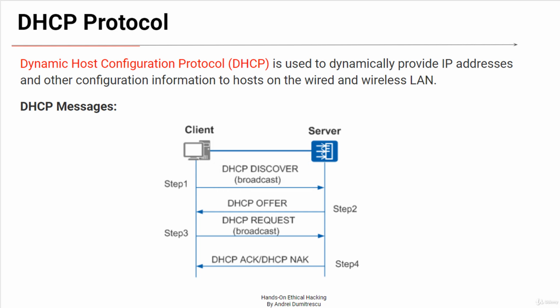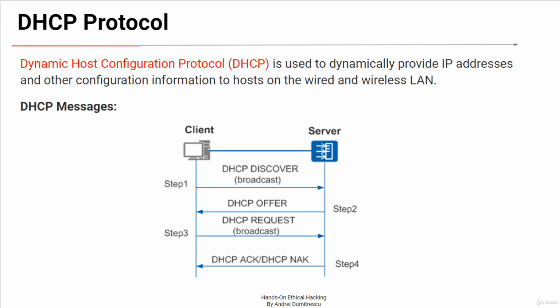After the Discover packet reaches the DHCP server, the server reserves an IP address for the client and makes a lease offer by sending a DHCP offer message to the client. This packet contains an IP address, a subnet mask, a lease duration, and the IP address of the server making the offer. This second message is a unicast packet, so only the requesting client will receive it.